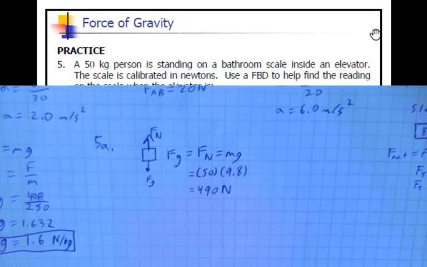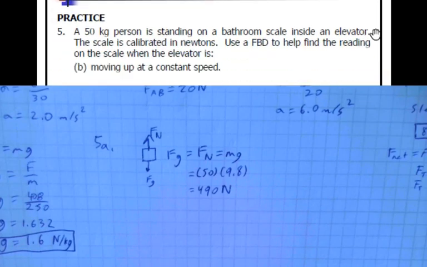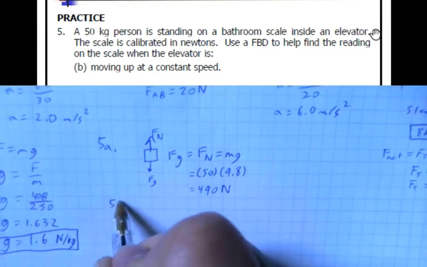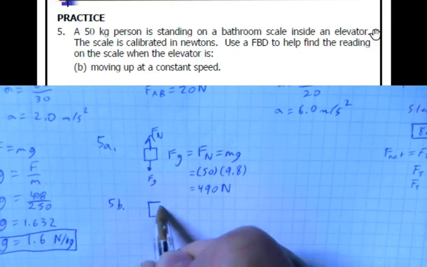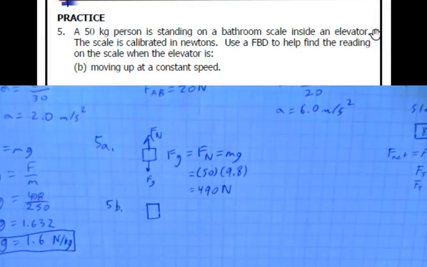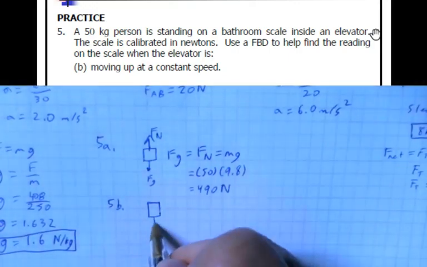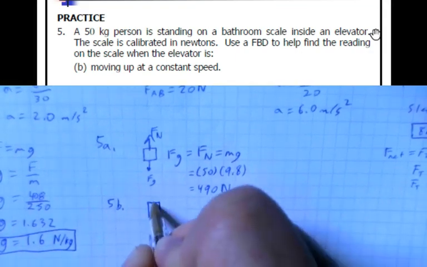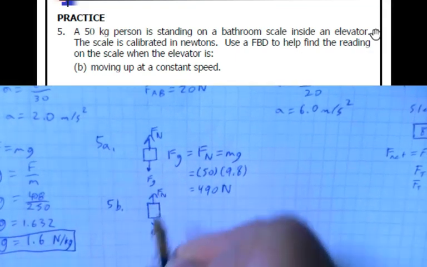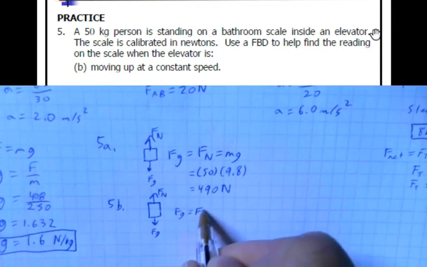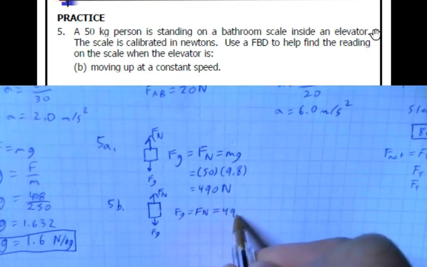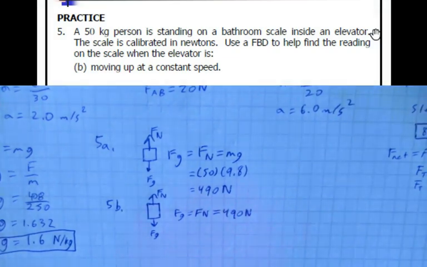Now, let's say that the elevator is moving at constant speed. So for an elevator to be moving at constant speed, we have to have a balanced force. That means that the Fg is equal to the Fn again, which means the scale reading stays the same, 490.